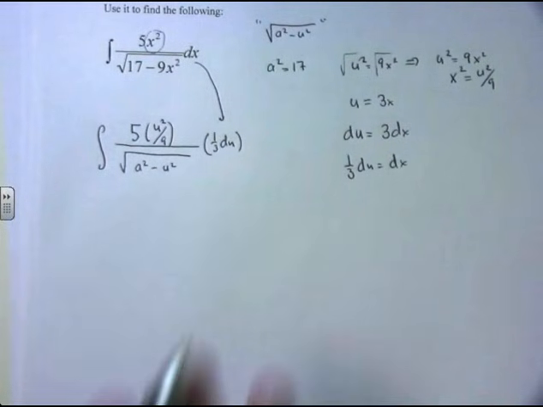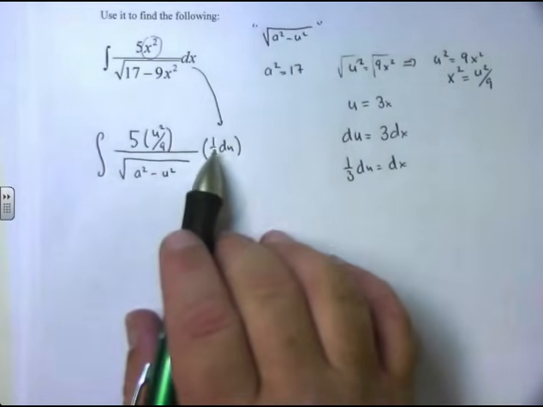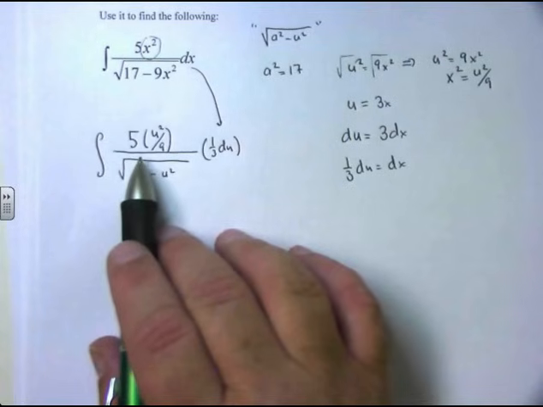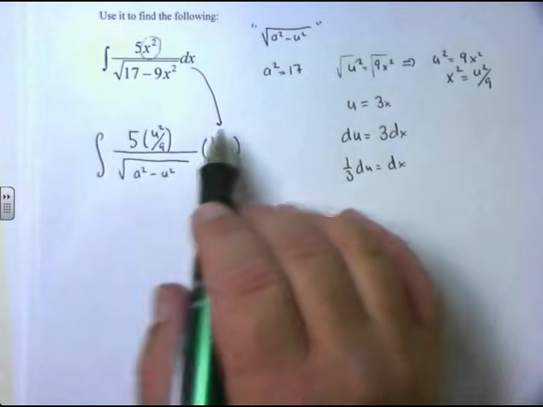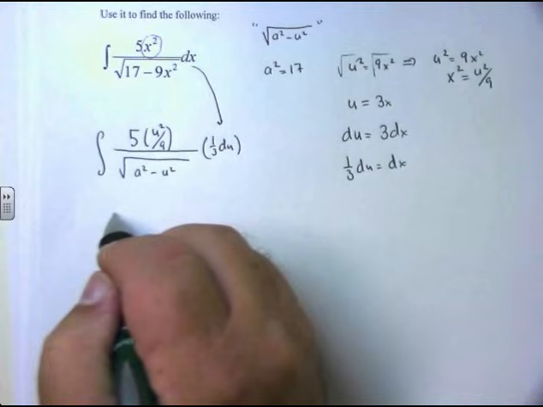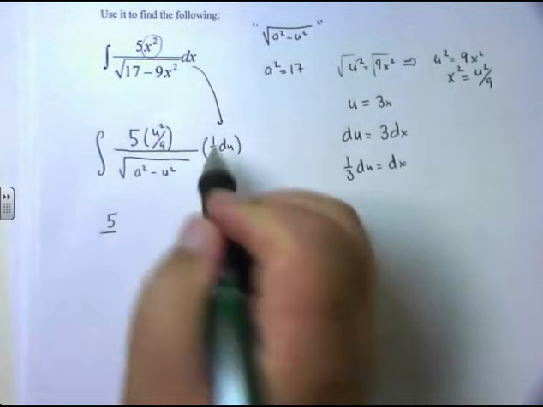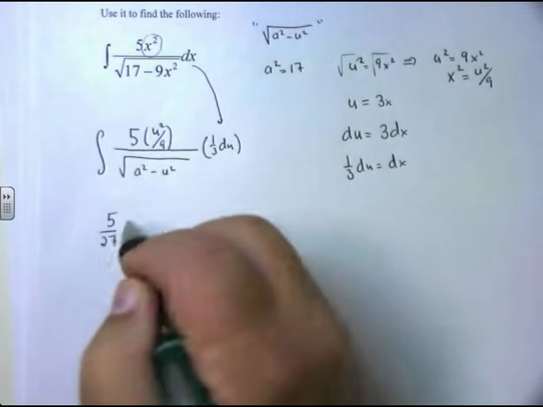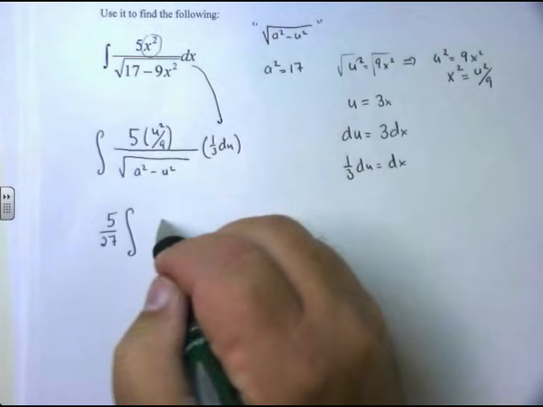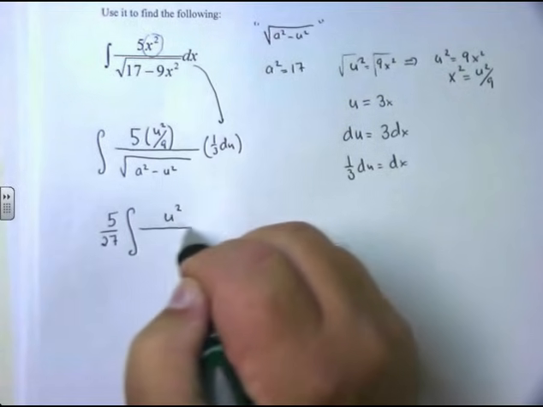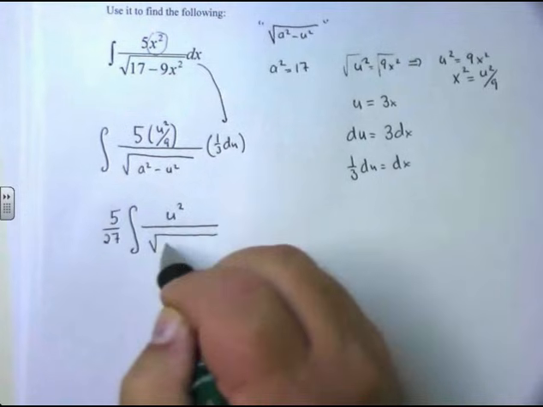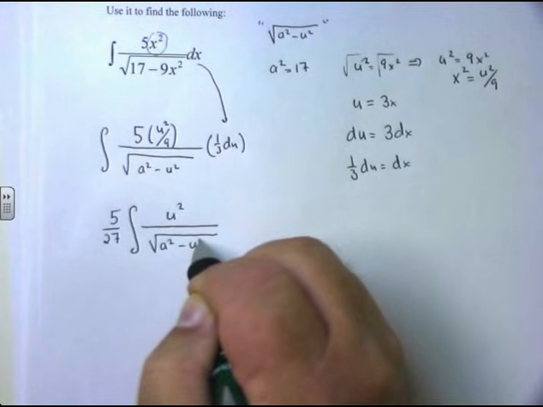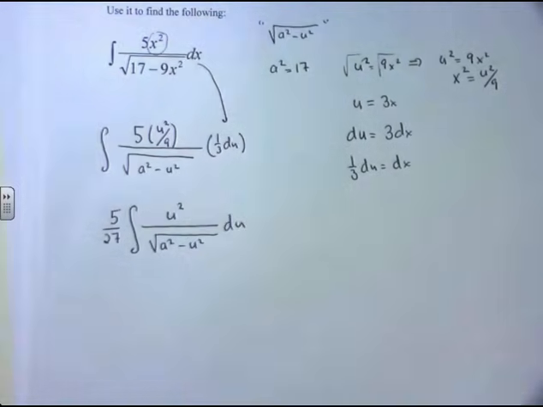Now, before I go to the formulas, I'm going to pull out all my constants. This is 5/9 times 1/3. That's going to make it 5 over 27, since 9 times 3 is 27, times the integral of u squared on top, having pulled out all my constants, divided by the square root of a squared minus u squared du.